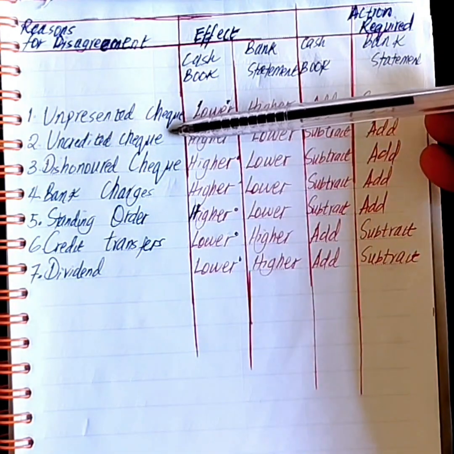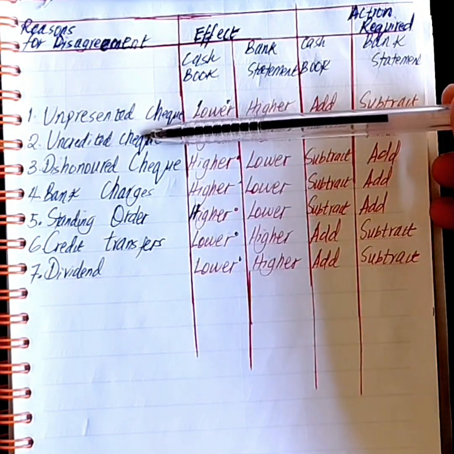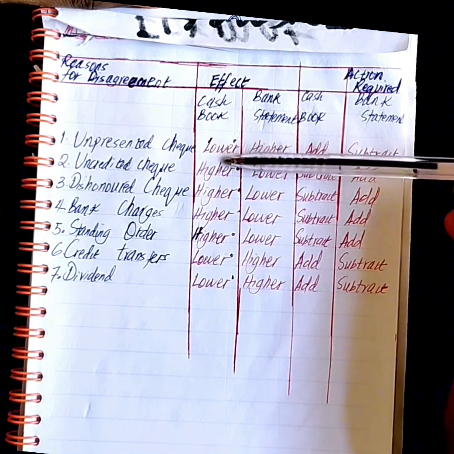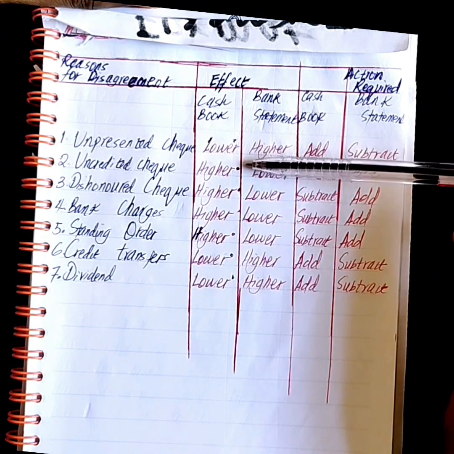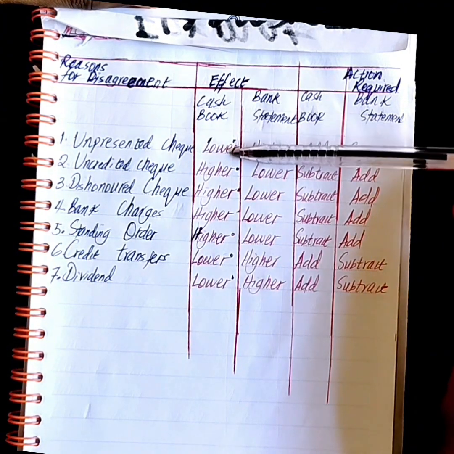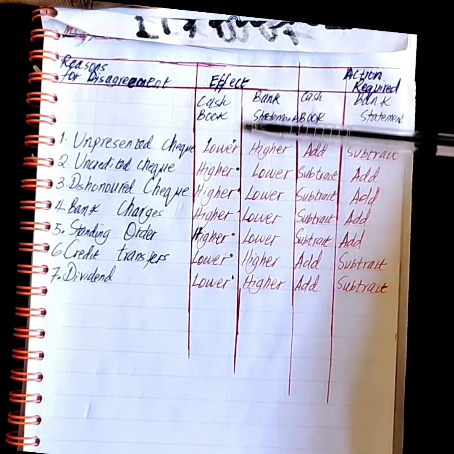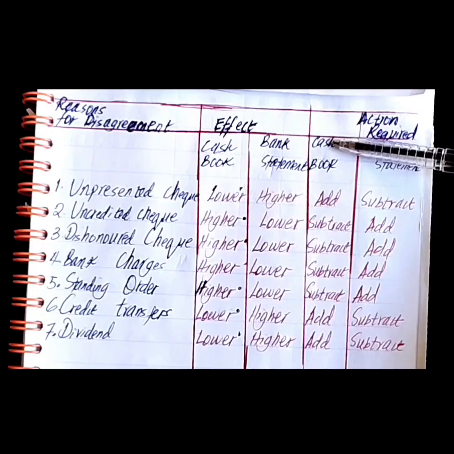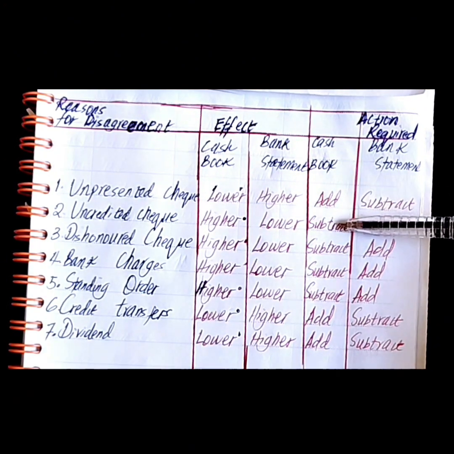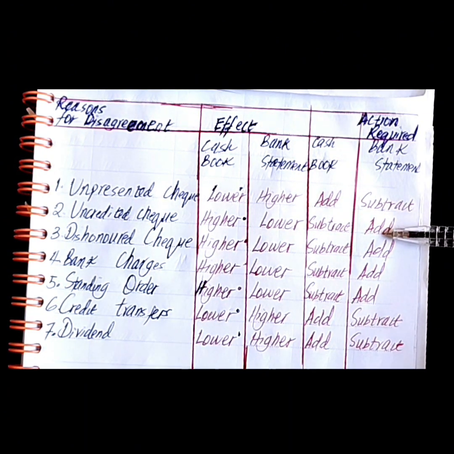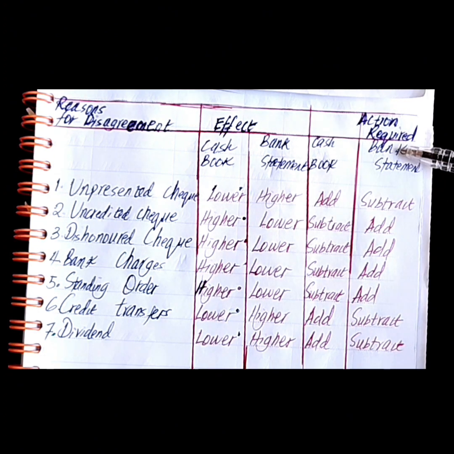The next item that we are considering is uncredited check. What is uncredited check? Uncredited check is a check that you have received and debited to the cash book, but the bank did not credit it or did not record it to your account before sending you your bank statement. Because you received it and debited it, what is the effect on the cash book? The cash book will have what? A higher balance. The bank statement will have what? A lower balance. When you are starting with the cash book, what do you do? You have to subtract it from the cash book. And when you are starting with the balance as per bank statement, what do you do? You have to add uncredited check to the balance as per bank statement.